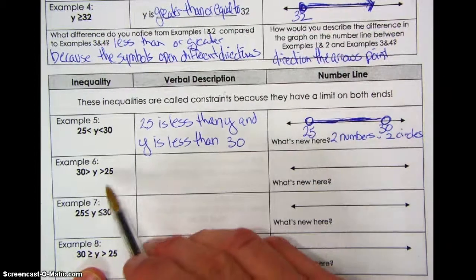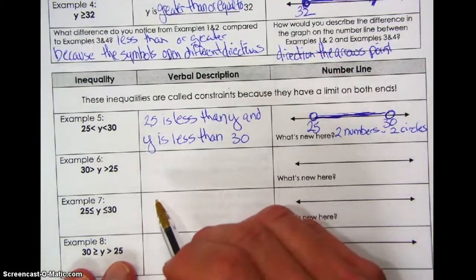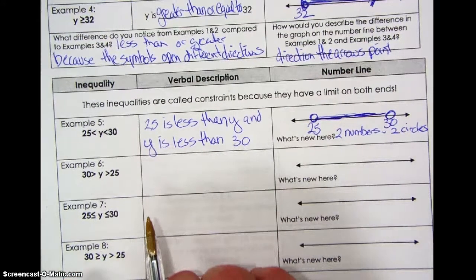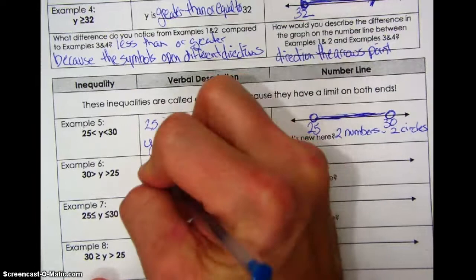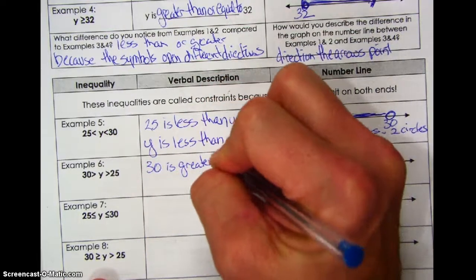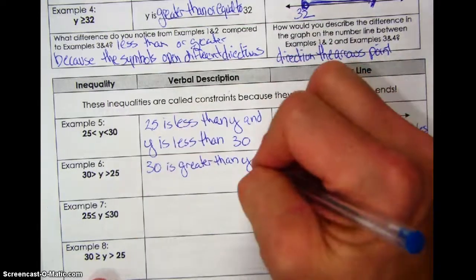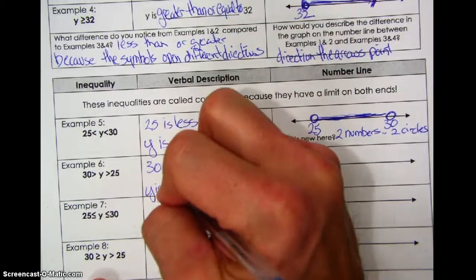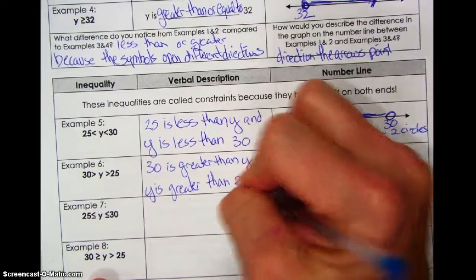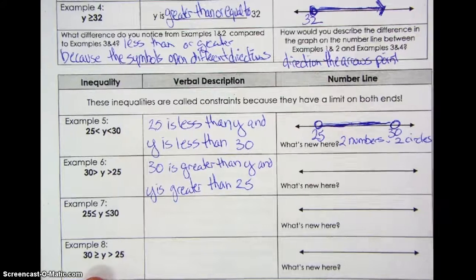Okay. Example 6. Who can say that one for me? Who can say that one? It's the same hands every time. Zoe. $30 is greater than y, or and, y is greater than 25. All right, so on the number line, what number is going to be on the left?